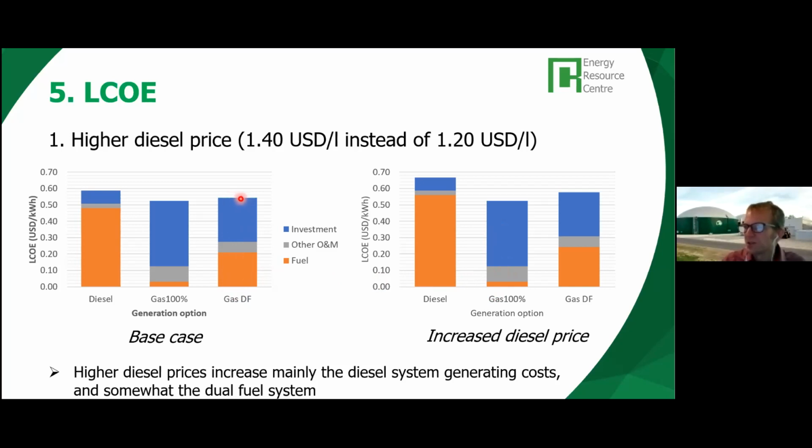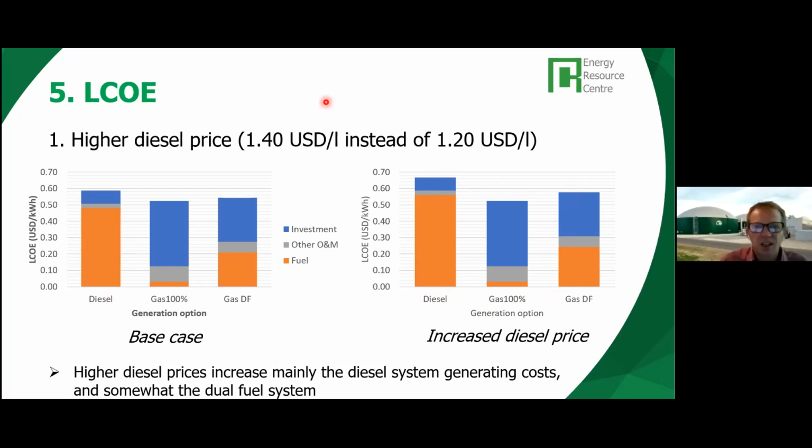Let's say from about $0.54 per kilowatt hour, it would be roughly $0.57 to $0.58. So it's less pronounced than the increase of the diesel only scenario, because the diesel consumption for the dual fuel option is smaller than for the diesel only case, but it's still an increase.